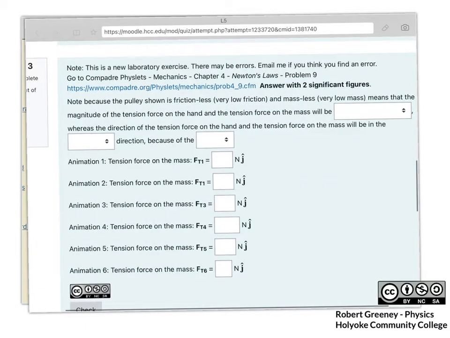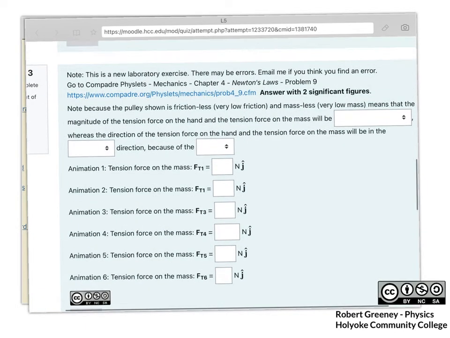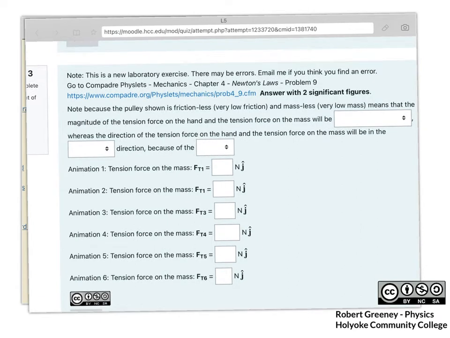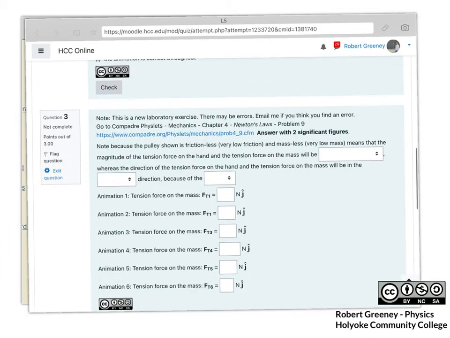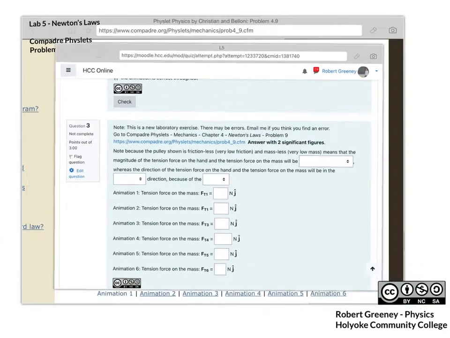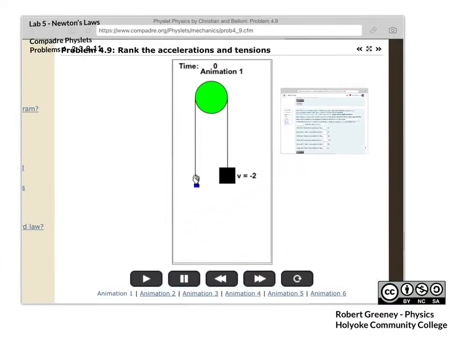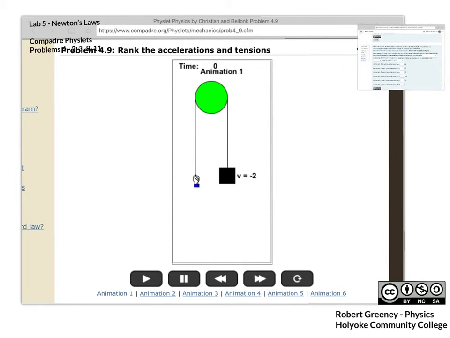And here's the set of questions for this exercise. You have them on your computer, but just in case someone's watching the video and they don't have the questions, there they are. Take a look at them. And let's go. So run through the 6 animations, and then we'll come back and discuss each one of them.